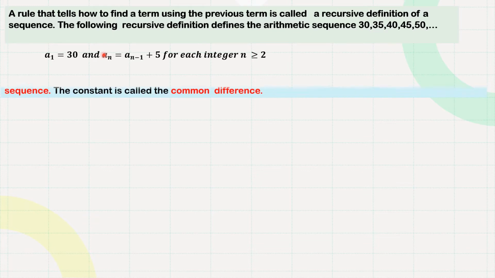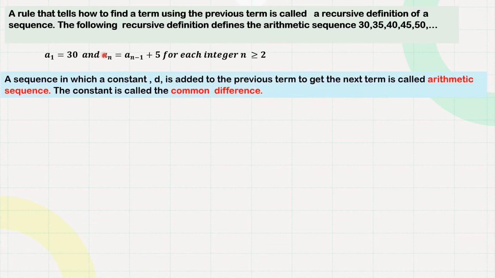A sequence in which a constant d is added to the previous term to get the next term is called an arithmetic sequence. That is clear. So, this is the definition. The constant is called the common difference. So, this is the identity of an arithmetic sequence. That is what we need to remember.